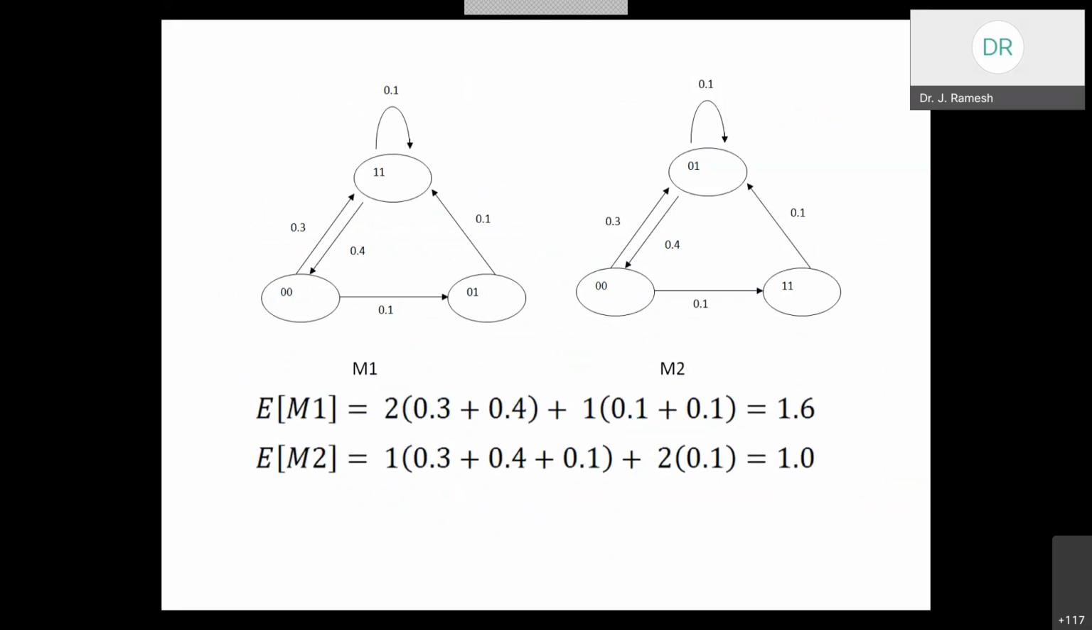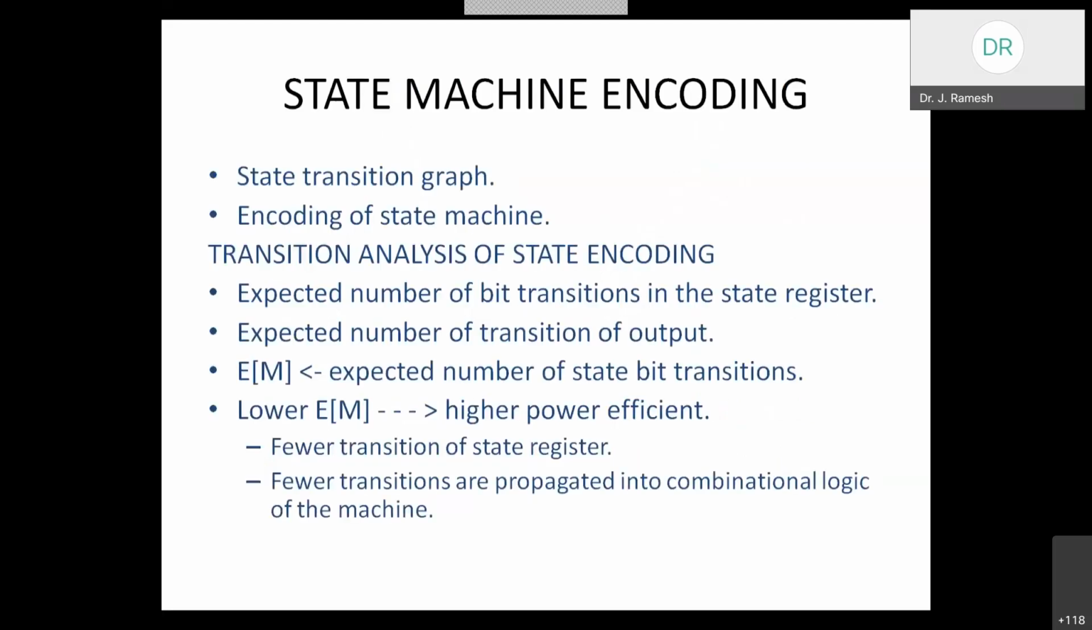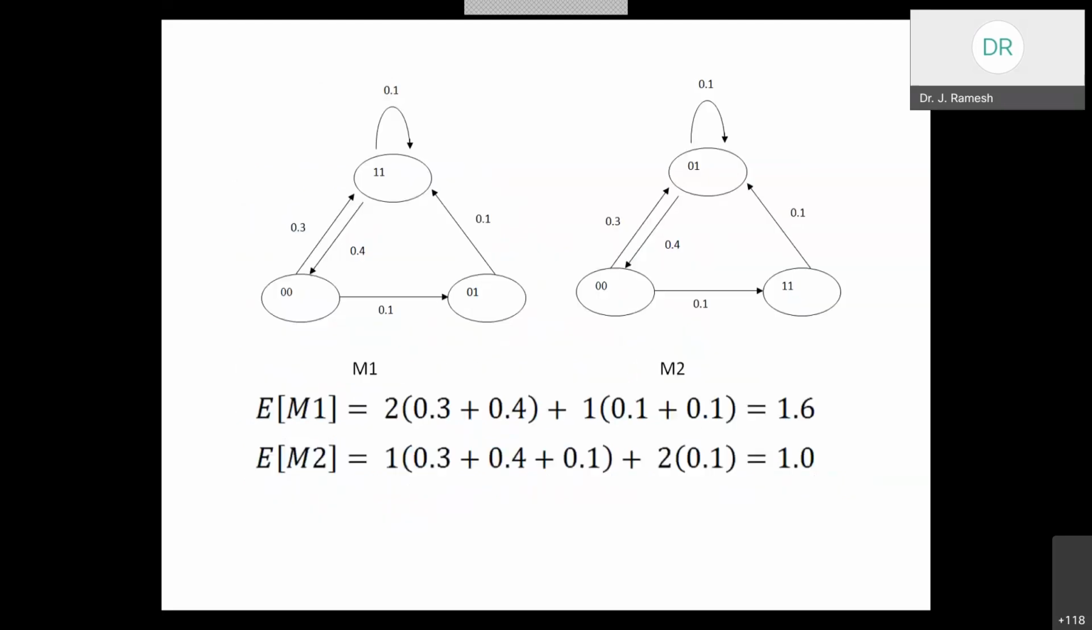So the states are 0, 0, 0, 1, 1, 1. If the assignment is changed, that is, instead of 0, 1 it is 1, 1, and instead of 1, 1 it is 0, 1. In that case, you can see the expected number of bit transitions in the state register, E of n. For 0, 0 to 1, 1 we have 0.3, and for the 1, 1 to 0, 0 transition it is 0.4.